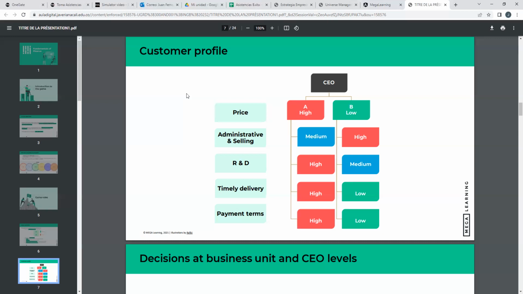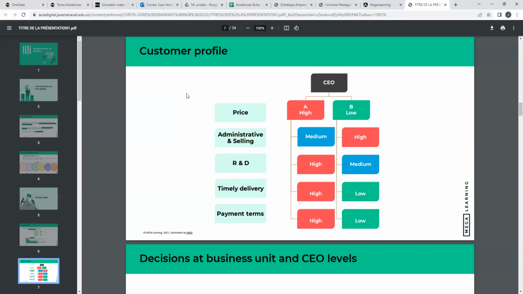Customer B really likes administrative and selling expenses. Probably this is because when you invest more here, you can get better service. R&D is more important for A. This is a product that is in the growing phase of the marketing life cycle, so customers desire some degree of innovation. And finally, payment terms.